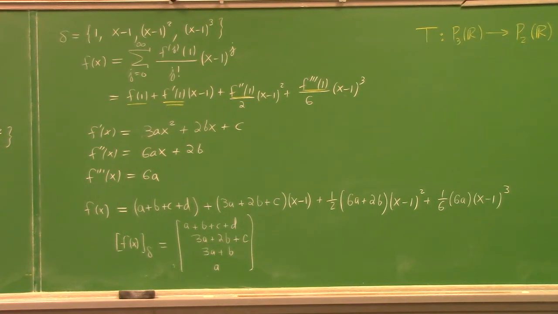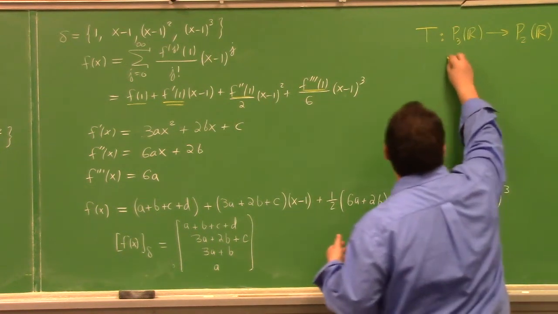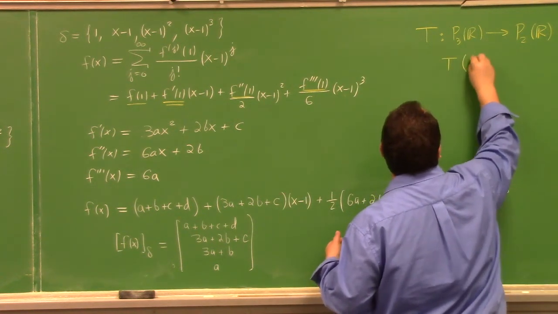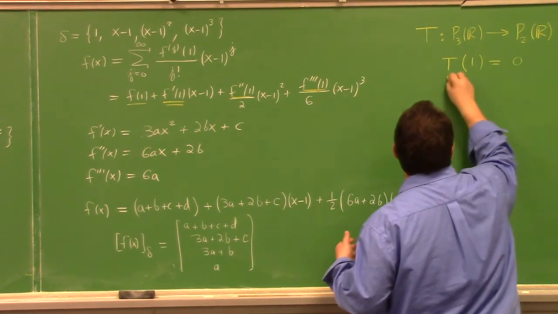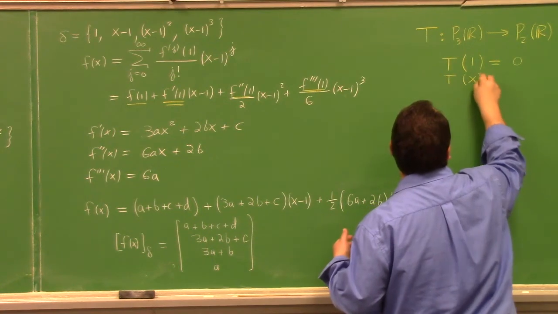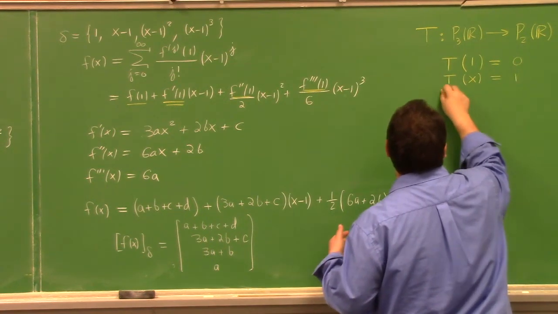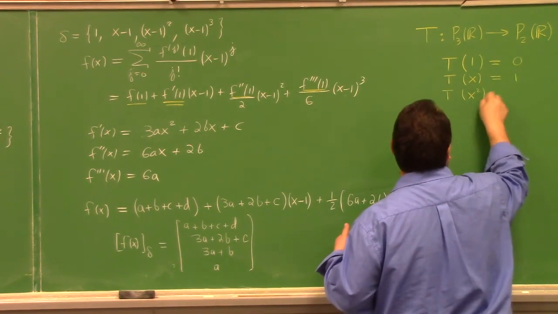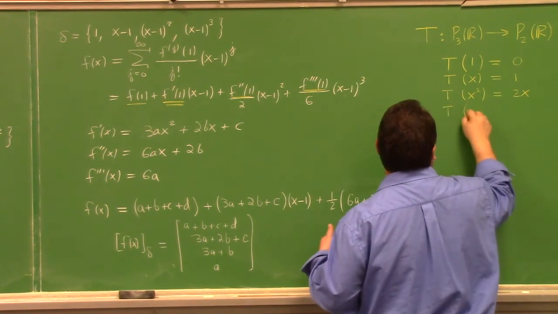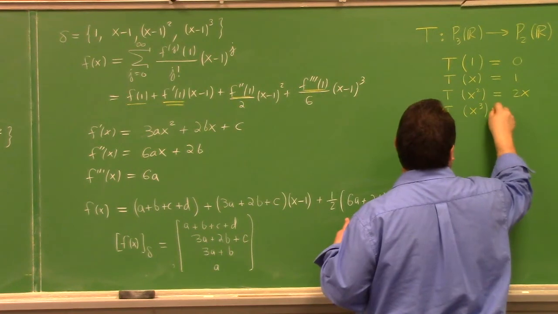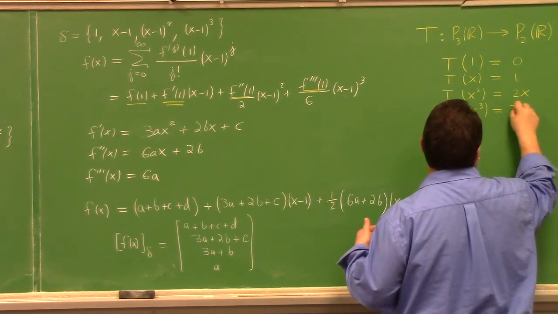Now, I'm going to define a linear transformation using that theorem, and then you're going to tell me what the linear transformation is. So here's the linear transformation. T of 1 is 0. T of x is 1. T of x squared is 2x. And T of x cubed is 3x squared.